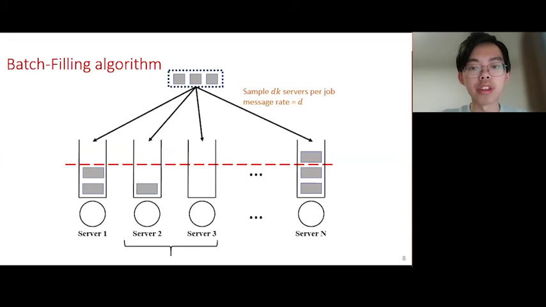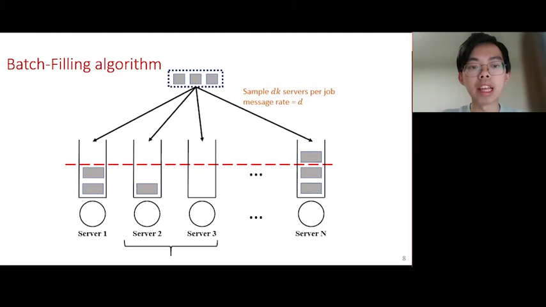To answer the above question, we consider the following batch filling algorithm to load balance parallel jobs in data centers. In this algorithm, the dispatcher will sample KD servers per job arrival. That is, on average, D messages per task. Then the dispatcher will fill the tasks of this job to the empty spaces in the sampled servers in a water filling manner. For instance, in this example, the dispatcher may sample server 1, 2, 3, and N. Then the 3 tasks of this job are routed to the empty spaces of server 2 and server 3 under the red line.